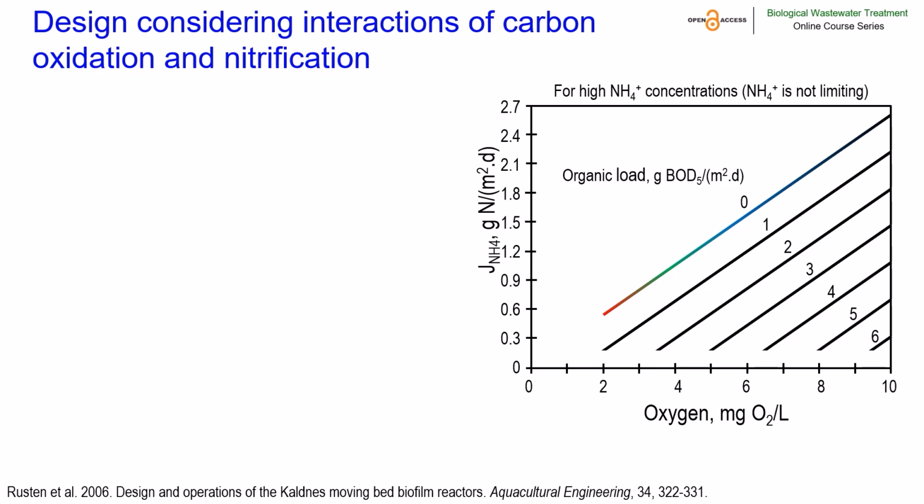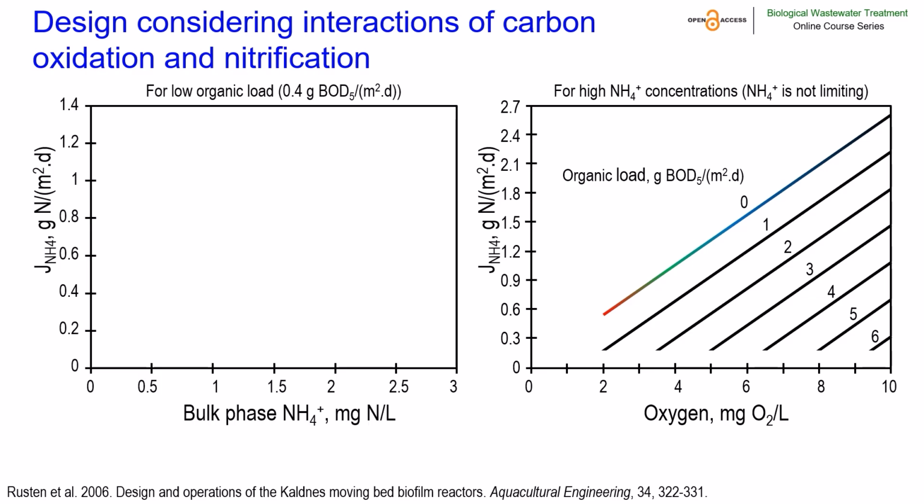Note that this plot on the right is for high bulk phase ammonia concentrations, where ammonia is considered to not be limiting. On the left, I'm now showing a corresponding plot. Different from the plot on the right, the plot on the left is now for low bulk phase ammonia concentrations and for low organic loading rates. The x-axis is the bulk phase ammonia concentration. Resulting ammonia fluxes are shown on the y-axis.